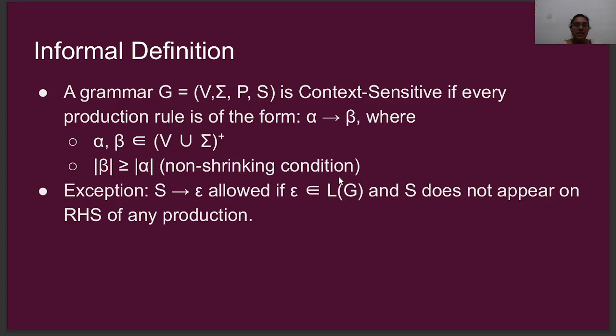The non-shrinking condition. Now there is an exception, just like in context-free grammar, S tends to epsilon is not allowed unless epsilon, the empty string, is an element of the language. And if S tends to epsilon is allowed, then S cannot appear on the right-hand side of the production. If S tends to epsilon is not there, S can appear on the right-hand side, but if it is there, S cannot appear on the right-hand side of the production.